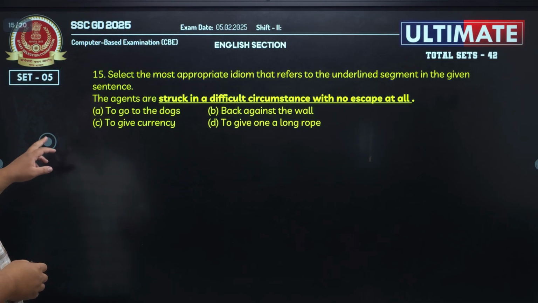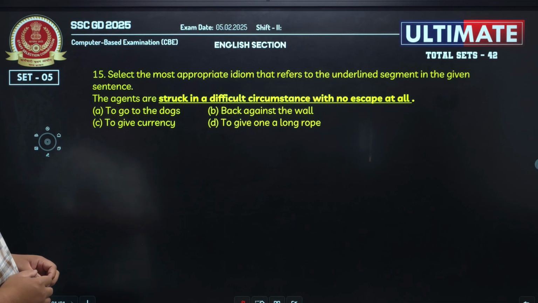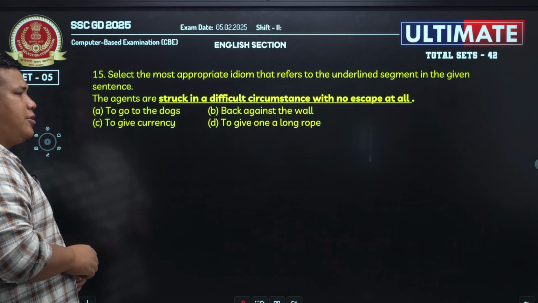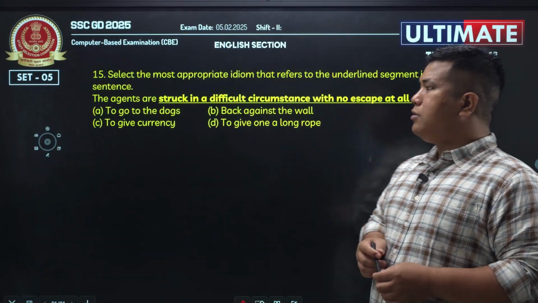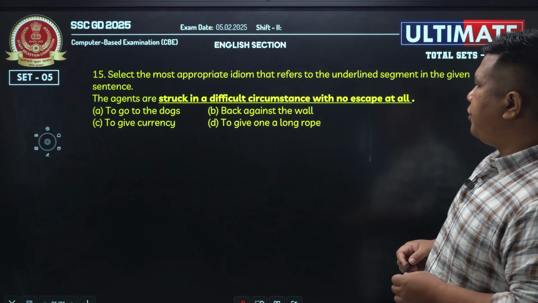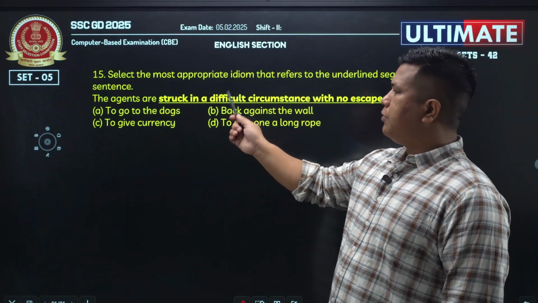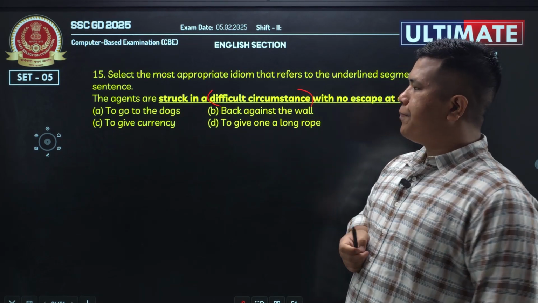Okay, another idiom. The agents are stuck in a difficult circumstance with no escape at all. Stuck. Look, the agents are stuck in a difficult circumstance with no escape at all. A difficult situation without any chance of escape.